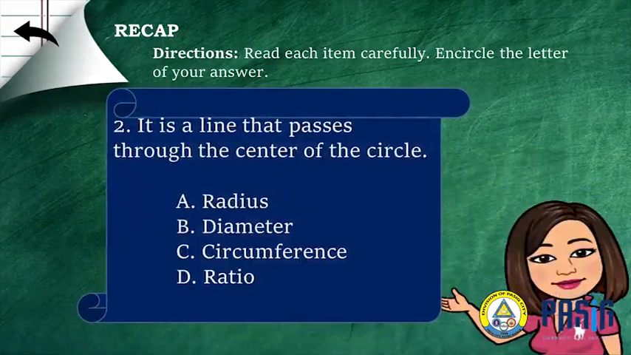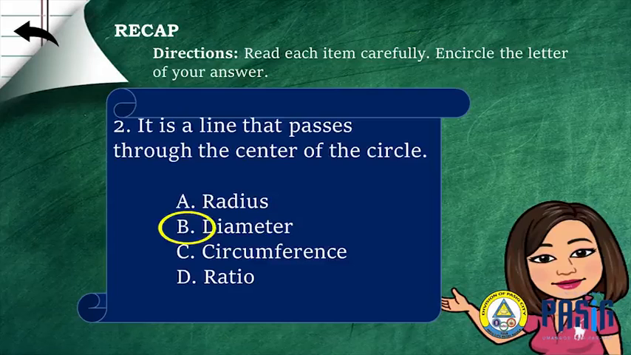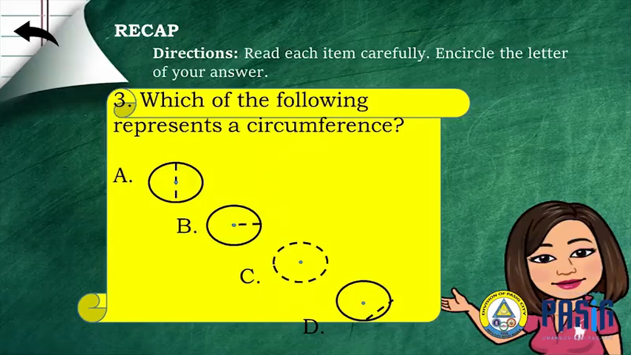For number 2, it is a line that passes through the center of a circle. Is it A, radius? Is it B, diameter? Is it C, circumference, or D, ratio? For number 3, which of the following represents a circumference? Is it A, B, C, or D?